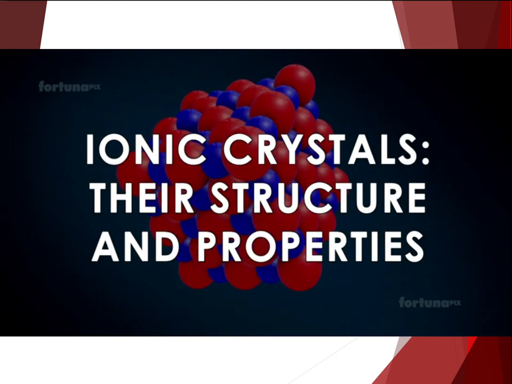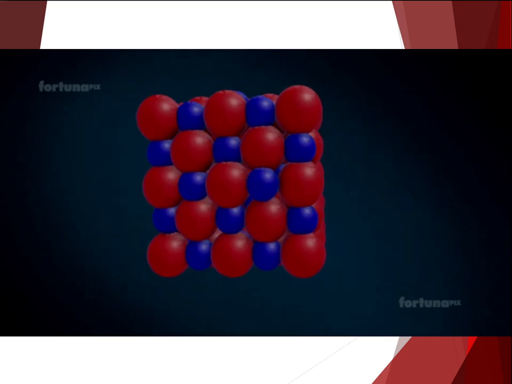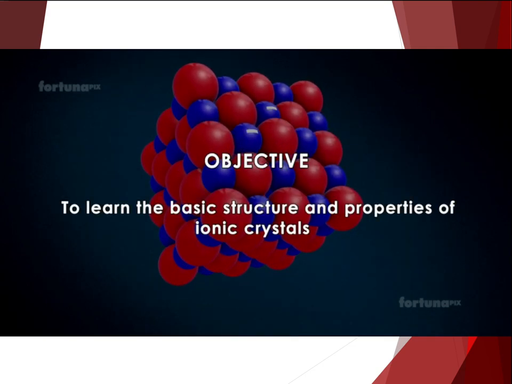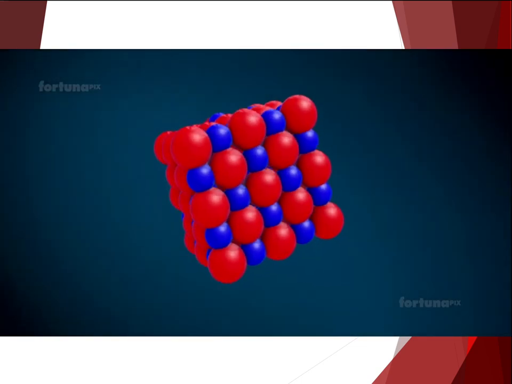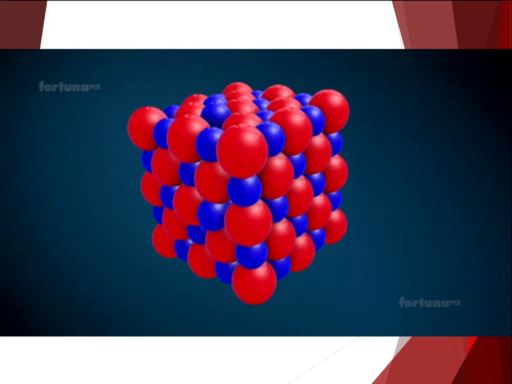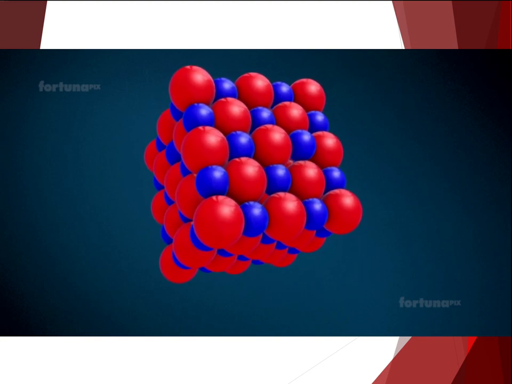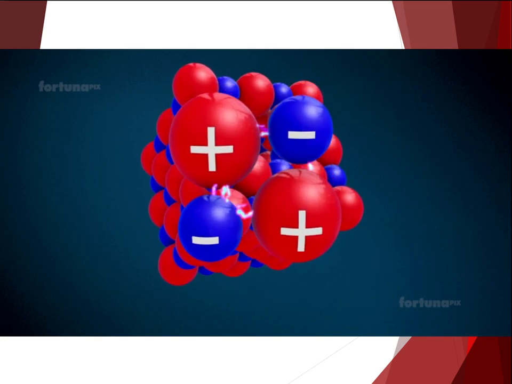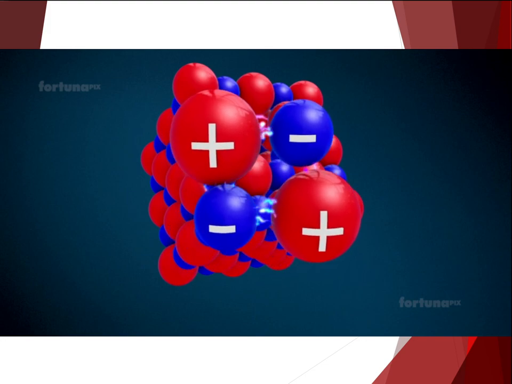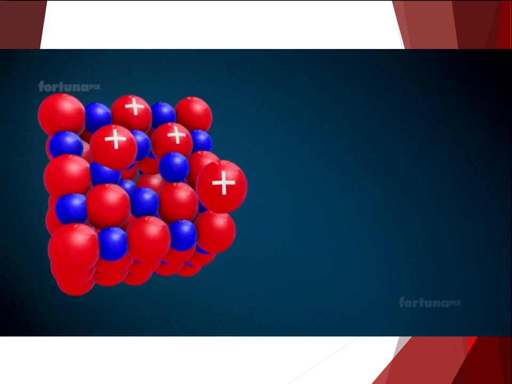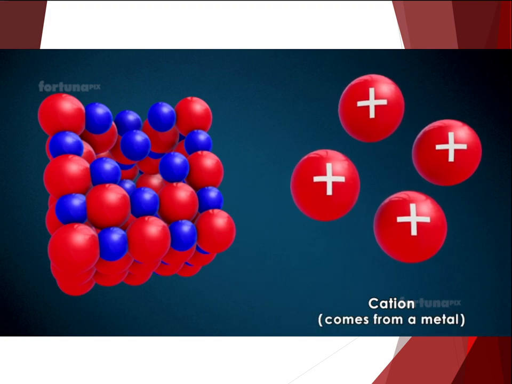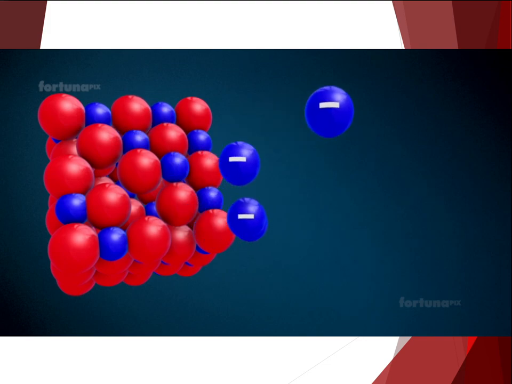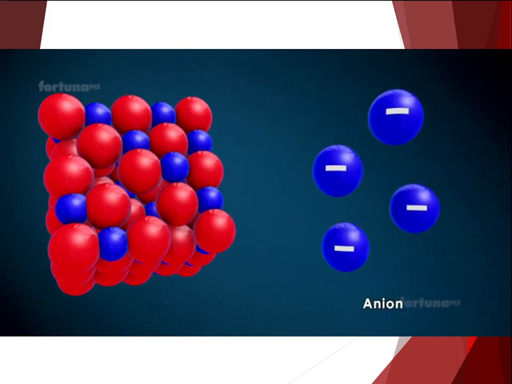Ionic crystals, their structure and properties. Objective: to learn the basic structure and properties of ionic crystals. Ionic crystals are a special class of crystals, unique in that their oppositely charged ions are bound together by an electrostatic force of attraction. In these crystals, the positively charged ion is known as a cation, and it comes from a metal. The negatively charged ion is known as an anion and comes from a nonmetal.